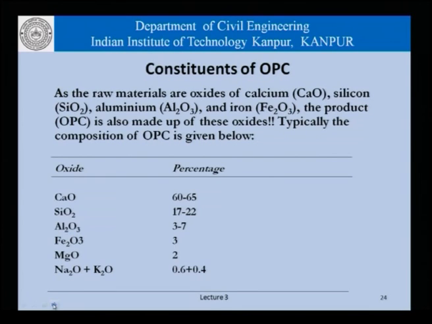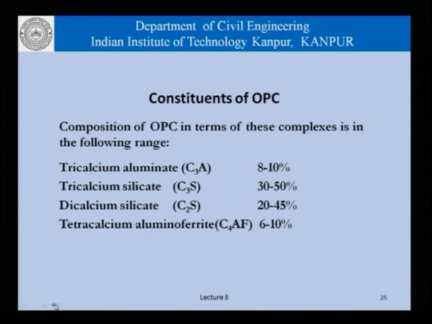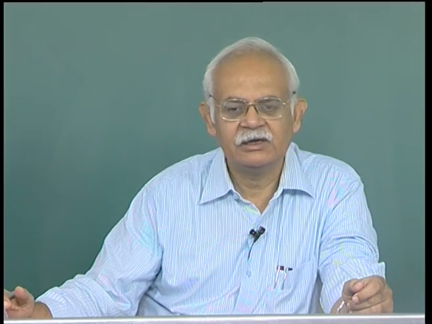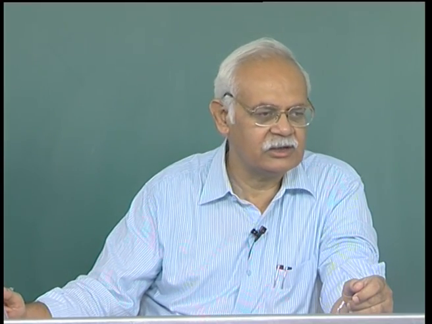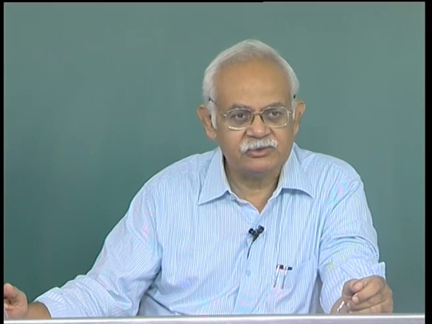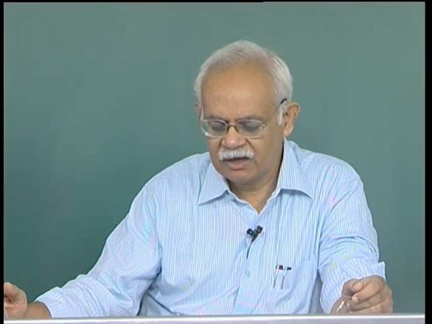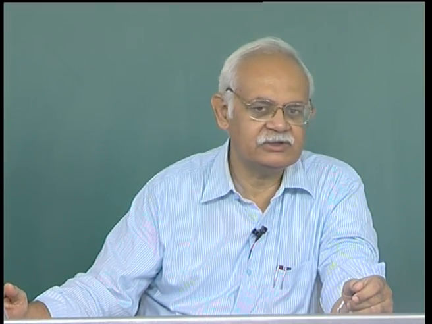Now, this is just a repetition of the previous slide to give an idea of the oxide composition of a normal cement, and based on the Bogue's equations, the composition in terms of these complexes gives you the range of 8 to 10% C3A, 30 to 50% C3S, 20 to 45% C2S, and 6 to 10% of C4AF. Depending on the different ways of manufacture, the kind of processes which we talked about, the temperature at which the raw material is heated, the rate at which the clinker is cooled and so on, the kind of raw material that is used, we can try to have cements having different compositions of these solid complexes.